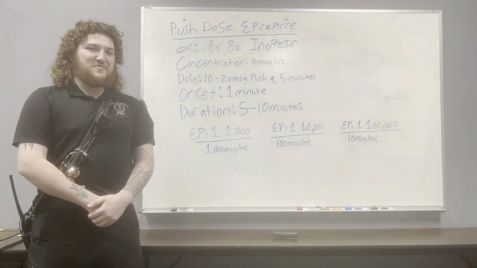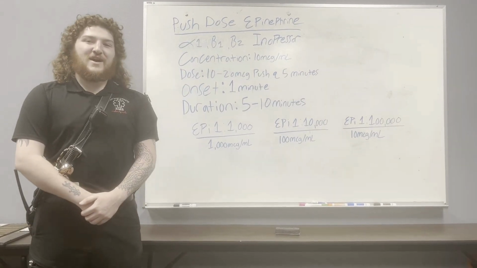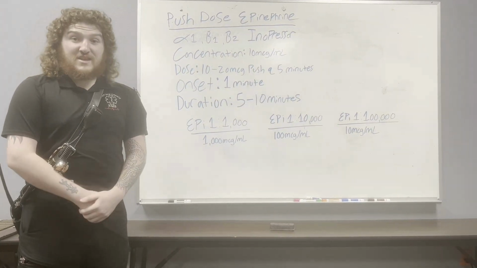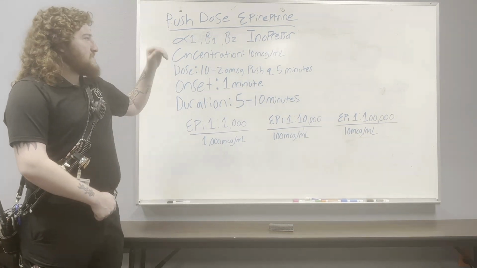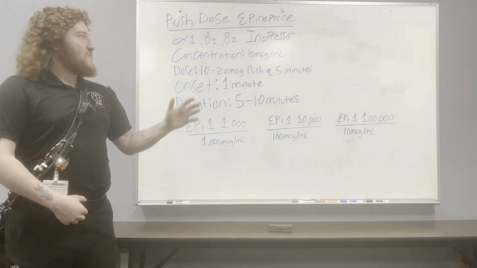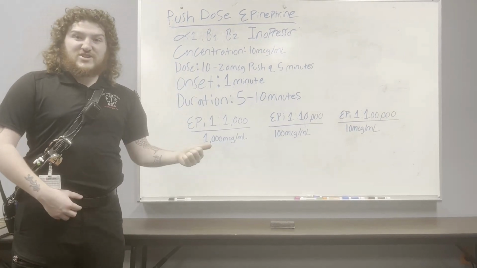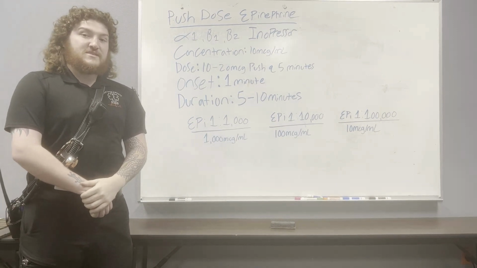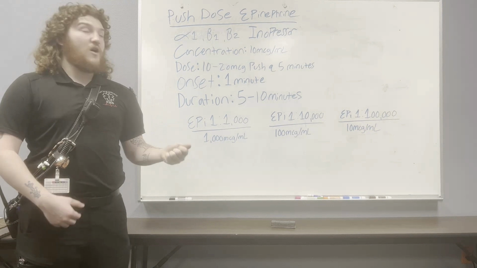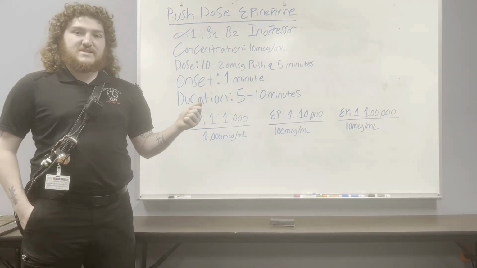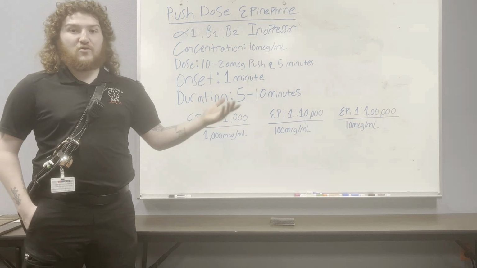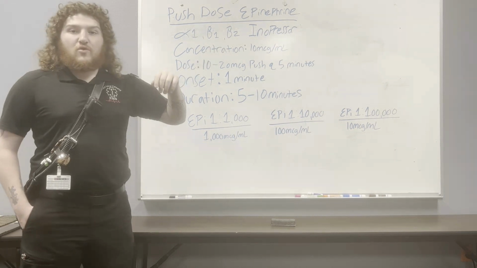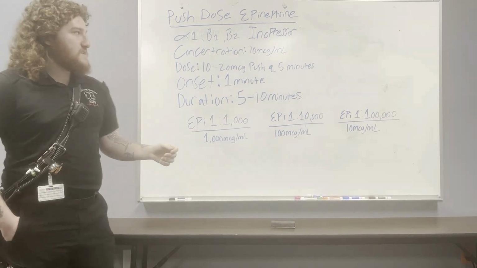So today we're going to be talking about push-dose epinephrine, the effects it has on the body, and the pharmacokinetics and pharmacodynamics of it. Epinephrine in general is an alpha-1 agonist, beta-1 agonist, and beta-2 agonist. As we know, alpha-1 causes vasoconstriction, beta-1 causes increased inotropy and increased chronotropy, so that's going to be increased rate and contractility of the heart. Beta-2 causes skeletal muscle relaxation or dilation and increased glycolysis. So it is an inopressor: an inotrope and a vasopressor or vasoconstrictor.